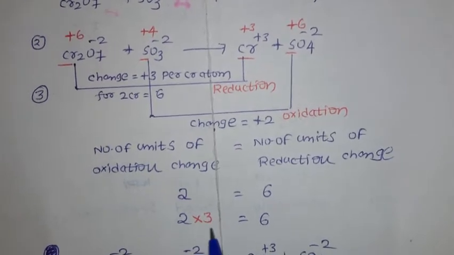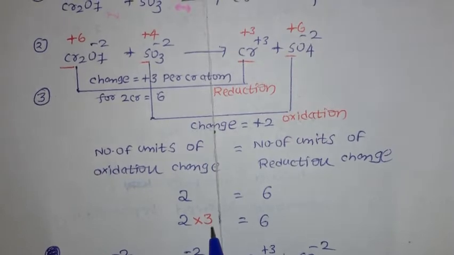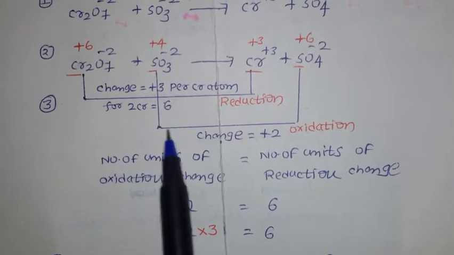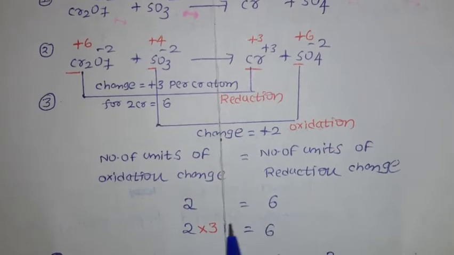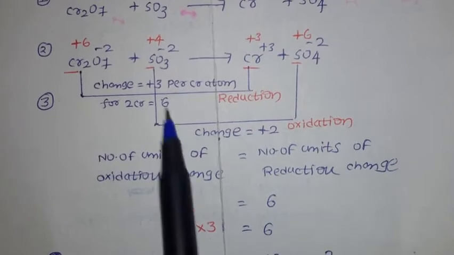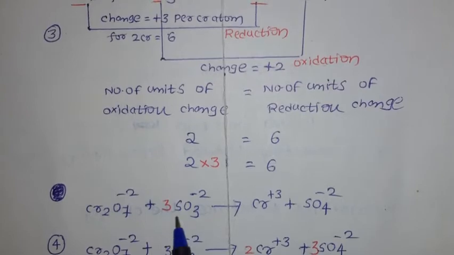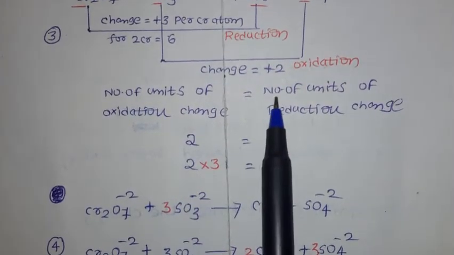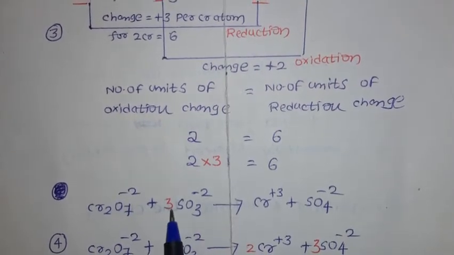So we are multiplying the oxidation change with 3. The same coefficient you have to keep in the oxidation equation; for this equation you have to multiply it with 3. Why? Because the units are not the same, so to make them equal we multiply with some coefficient, and that coefficient you have to introduce in the equation. So I kept the coefficient 3 here, to make the number of units of oxidation change equal to the number of units of reduction change.